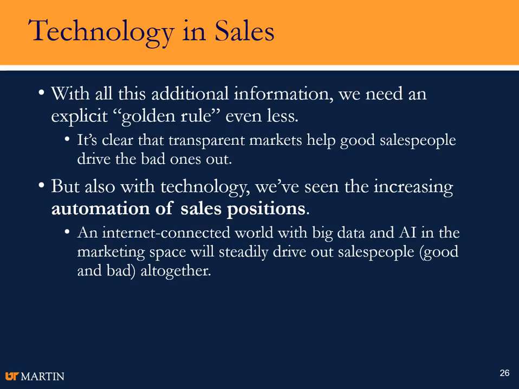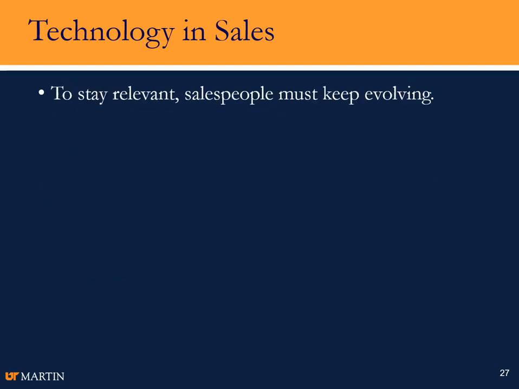However, there's a downside to all this wonderful technology, and that is the automation of sales positions. There's been some research in the last few years that says that within the next 10 or 20 years, we should see that 85 to 90% of sales positions from pre-internet days are gone. So an internet-connected world with big data means that salespeople are getting driven out of the marketplace altogether. It doesn't matter if they're good or bad because we don't need as many salespeople. Those connections and linkages can be made automated. Machines, people can go out and find products themselves.